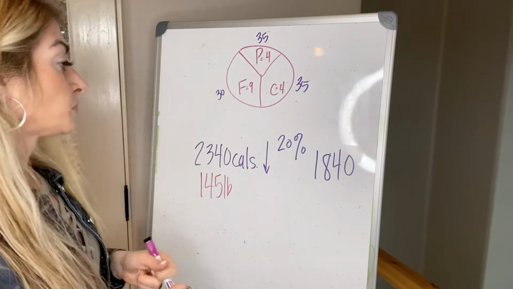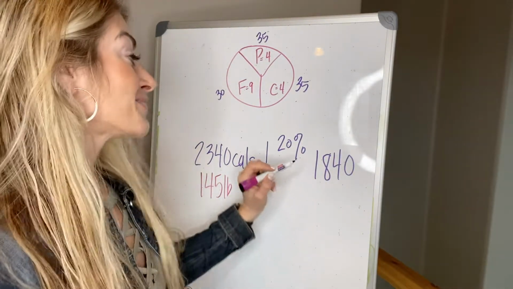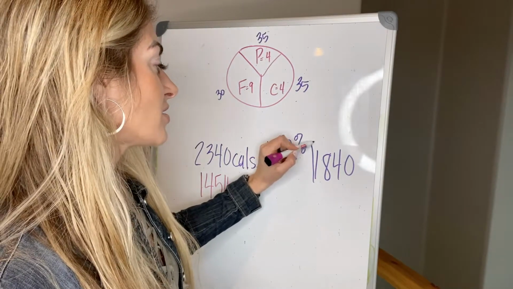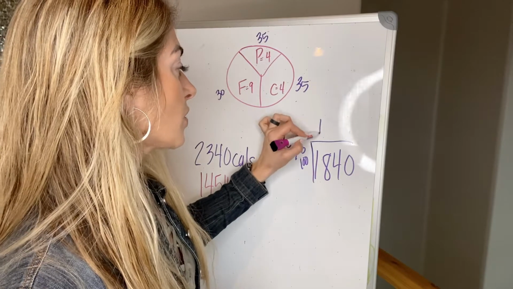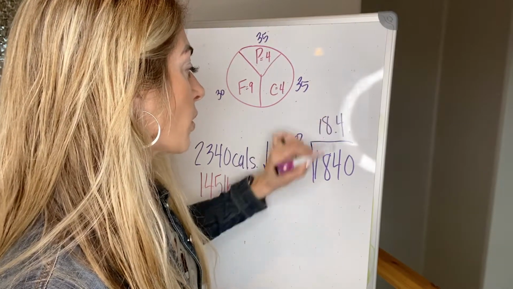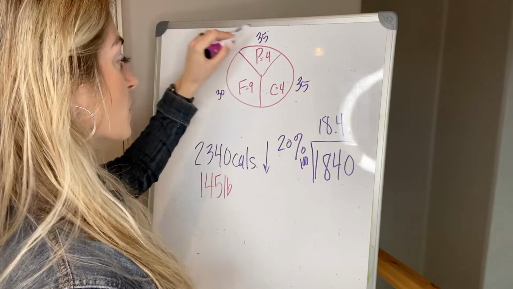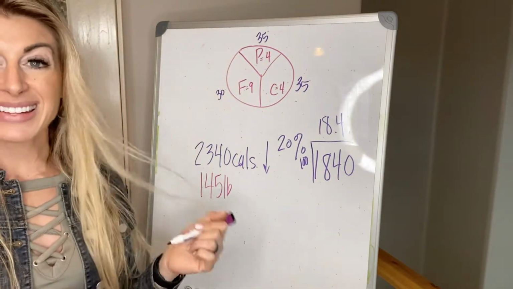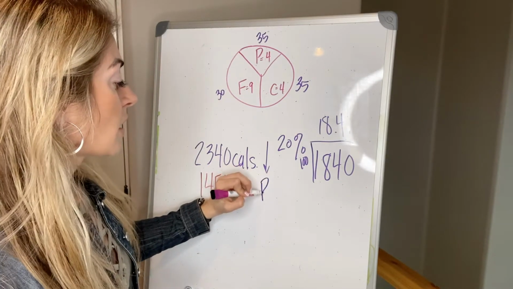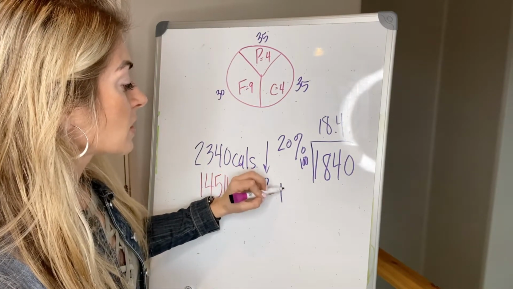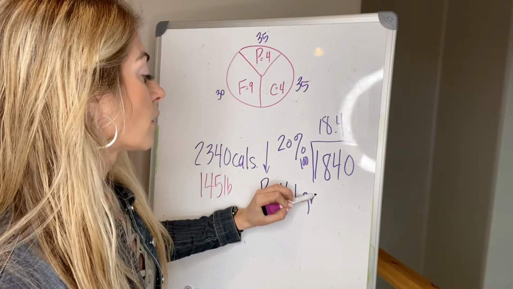So watch this. We're taking you guys back to math class. Okay, so we're going to divide this number by 100. So it's going to get us 18.4. And then you're going to multiply by your percentages here. So what that's going to give me for protein is approximately, say, 161 grams.